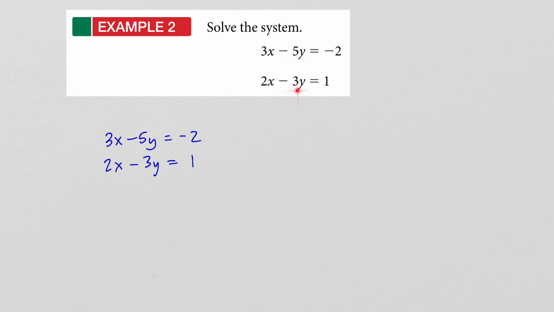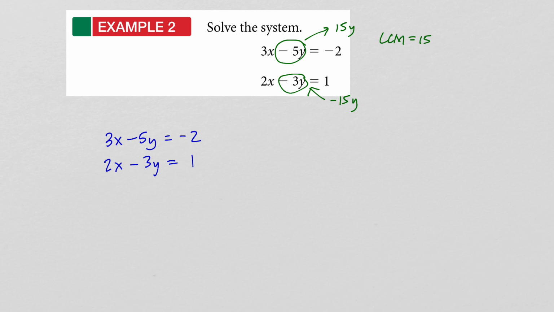-5y and -3y. So I need to find the least common multiple of 5 and 3, which of course we know is 15. And we need one of these to be turned into a 15y, and we need the other one to be turned into a -15y, right? Because we want those to cancel out when we add them.